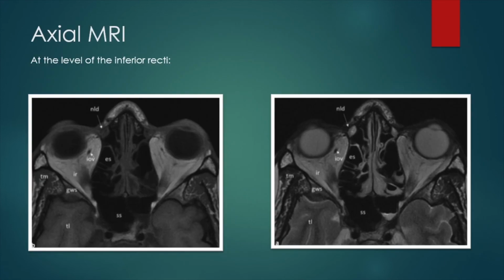As we could see, CSF and the vitreous are darker, and normal structures which we could see here are the nasolacrimal duct, the inferior ophthalmic vein, the ethmoid sinus and sphenoid sinus, the temporal lobe, the greater wing of sphenoid in both, and temporalis muscles.